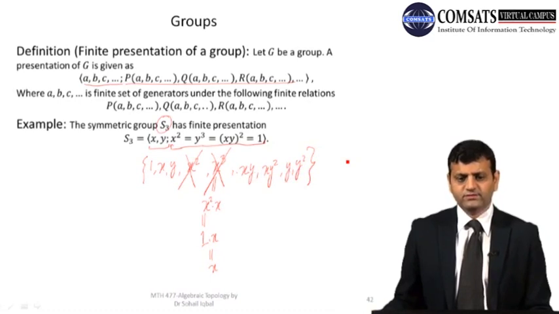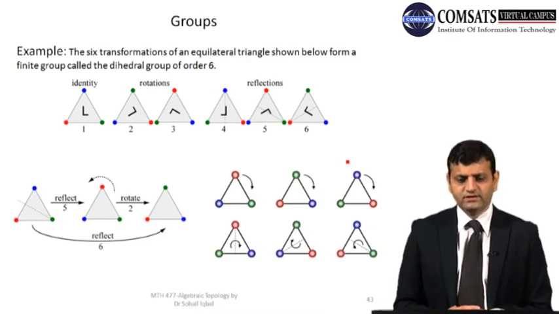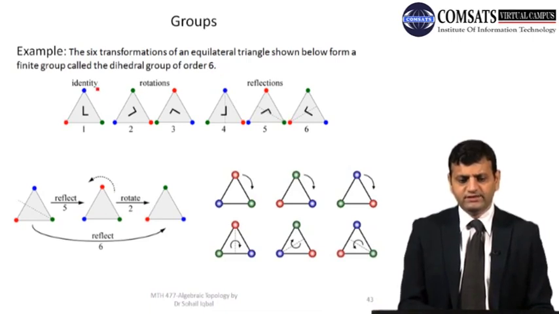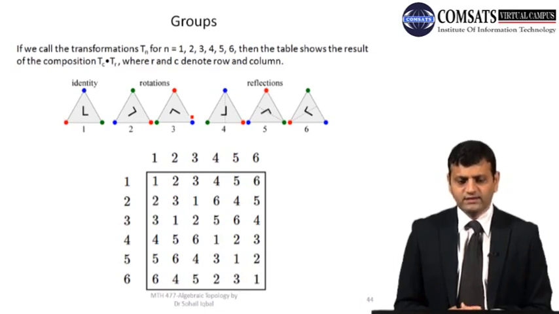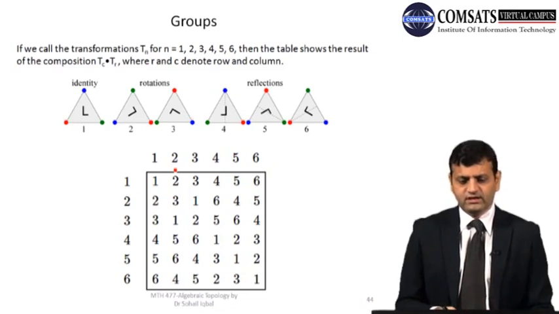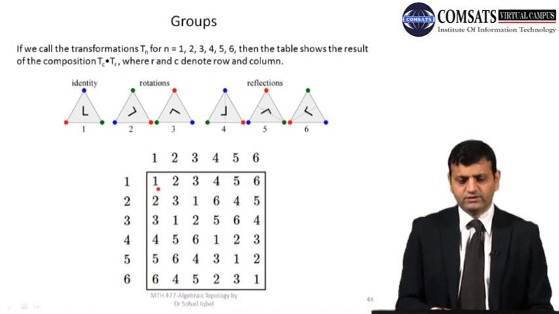So this is the finite presentation of a group. This is an example. S3 is basically all the possible identity, rotations and reflections of a triangle. The set of all symmetries of the triangle forms S3, and its elements act according to this table. If I multiply 1 into 1, then I will get 1. This 1 is coming from these transformations.